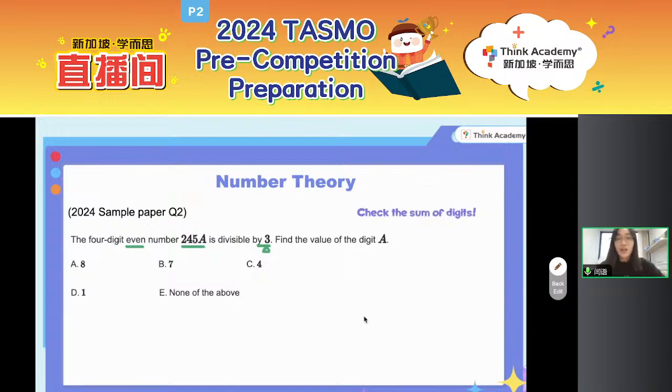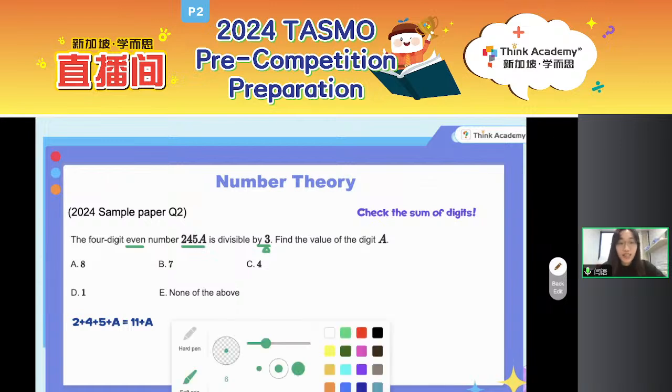Okay, correct. So actually here, we need to check the sum of the digits, right? So what is the sum of digits? You just add all the digits together. So here we have 2450A. That is digit 2, digit 4, digit 5, and the letter A. So after you add them together, you will get 11 plus A.